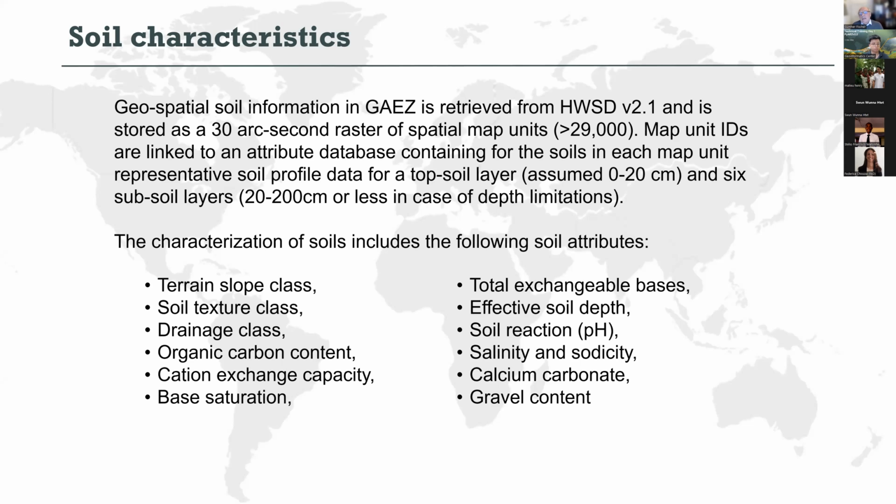Some of the key attributes in the soil attribute database are soil texture class, drainage class, organic carbon content, cation exchange capacity, base saturation, pH, of course, salinity and sodicity levels, calcium carbonate content, gravel content, and more. And I think the day after tomorrow, Dr. Nachtigall will give a more detailed introduction to soil evaluation.